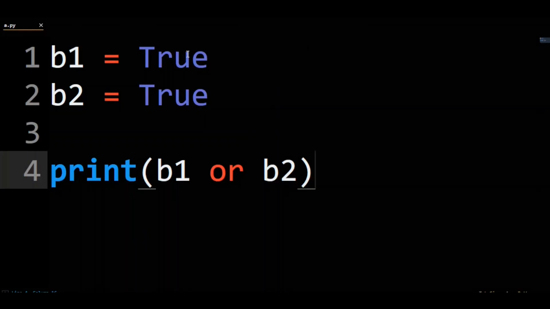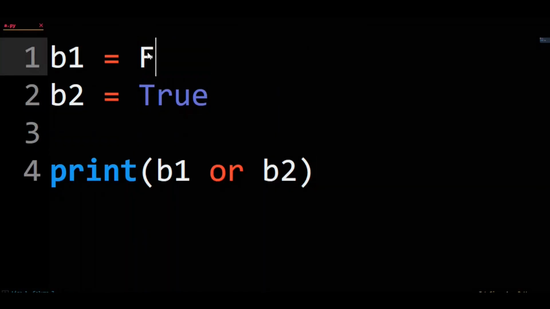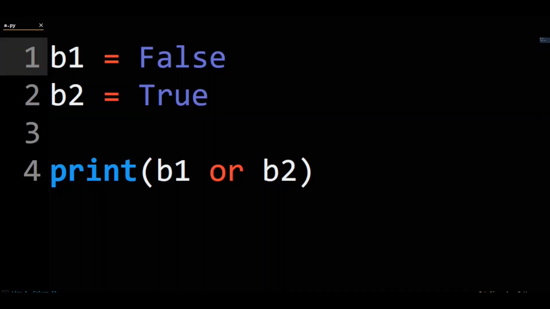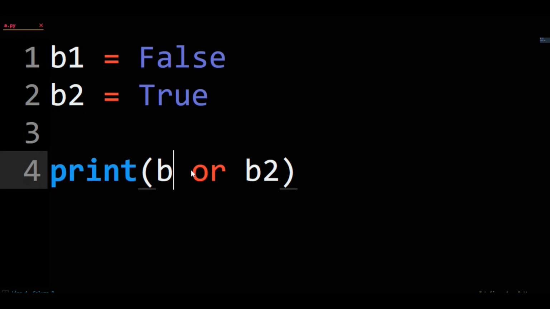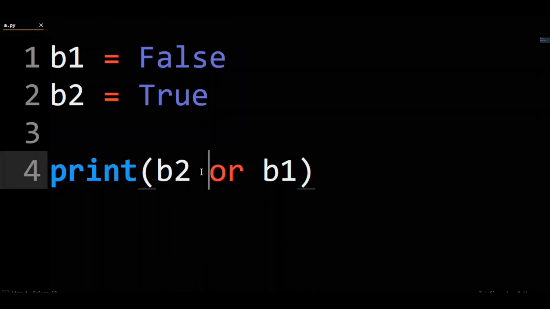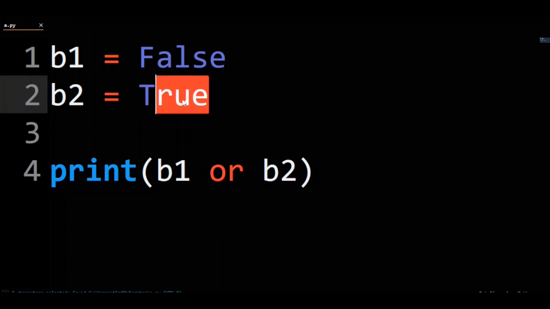Let's change B1 to false and see what happens. If we run this code, you'll see that results in true. Let's flip the order to see if that makes a difference. If we run this code, you'll see that results in true as well. Finally, let's make them both false. Running this code, you will see that results in false. In Python, OR only results in false when both operands are false.